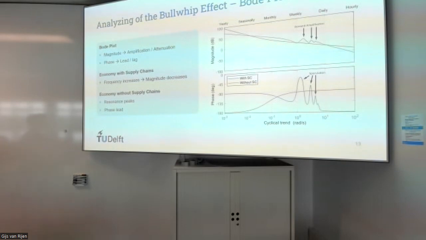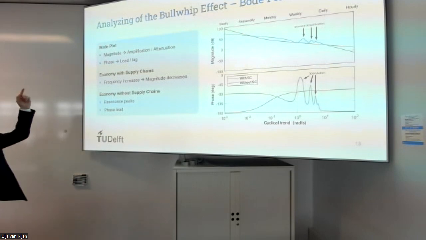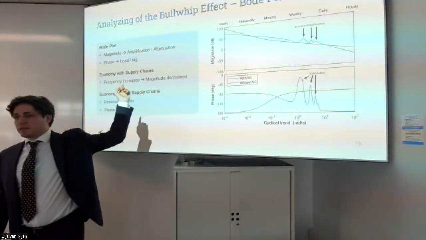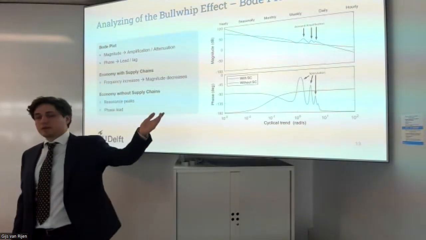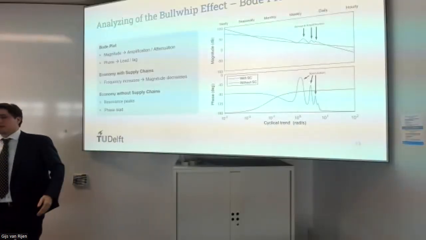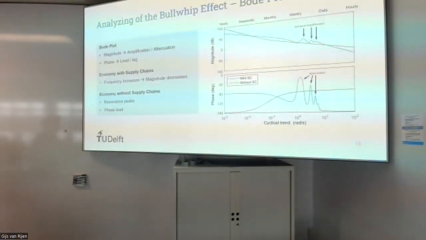So looking at the economy without supply chains, which you see in orange, we see a general sloping curve downwards. And this is what we would expect. As a disturbance duration is longer, its effect on the price really is larger because there's more time to change the price. And for really short duration shocks, we expect price movements to be slower. This is exactly what we see in the magnitude plot. As the frequency increases or the duration decreases, this amplification reduces.